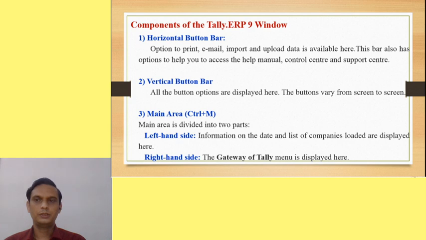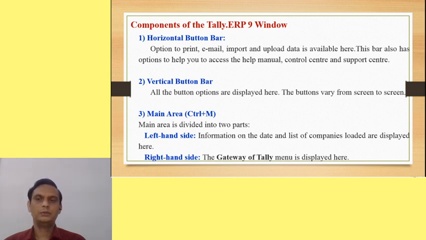In the horizontal button bar, we have different options available, just like print, email, import, upload data. Some parts of the software will be disabled and some are available. Just like print, email, import are available. Control center, support center are also available. Help is also available. But some portions, just like upload and import, are not accessible in educational mode.